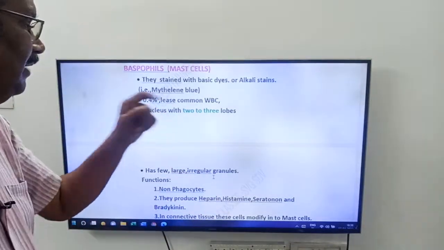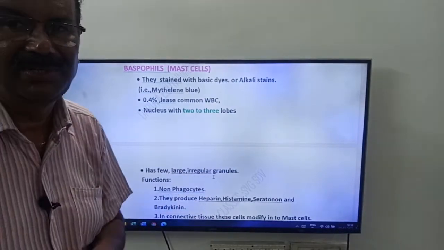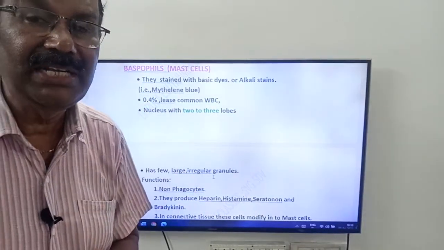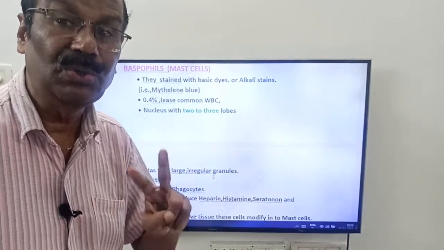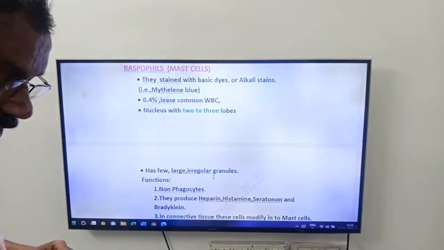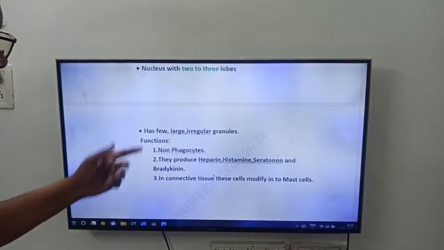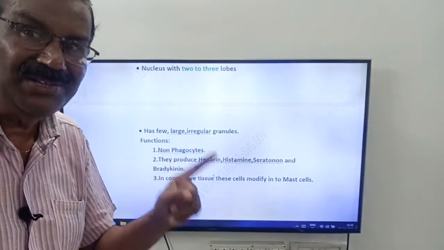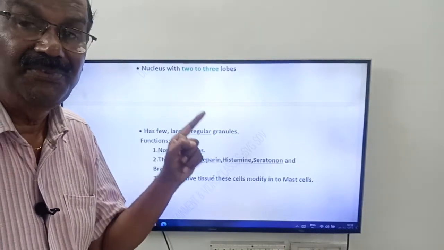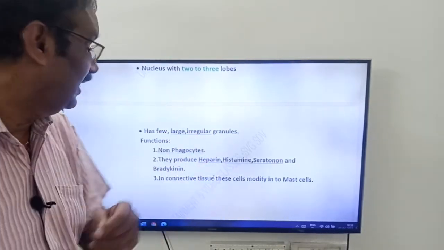Next, friends, they have a nucleus with 2 to 3 lobes. The nucleus of eosinophils has 2 lobes, bilobed. Here, basophils have 2 to 3 lobes. And they have what, friends? Few large irregular granules. Few large irregular granules.